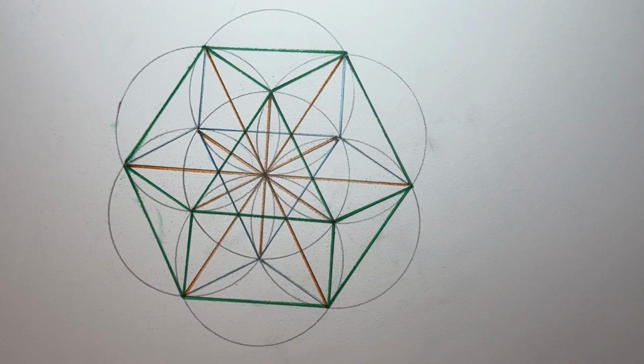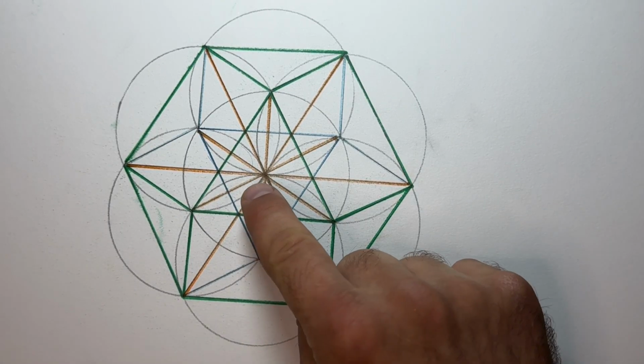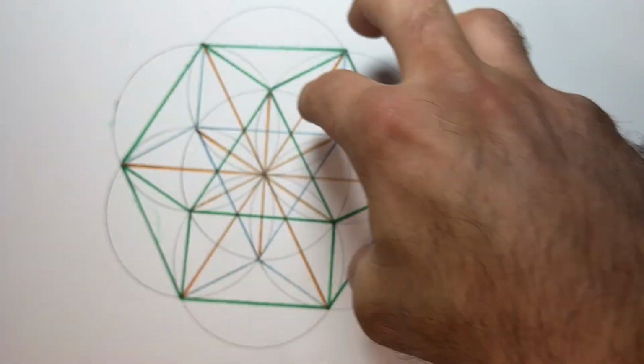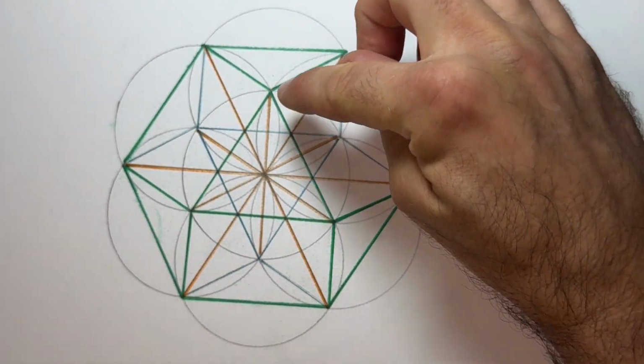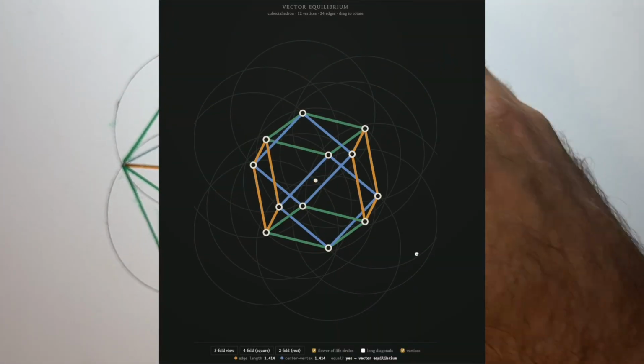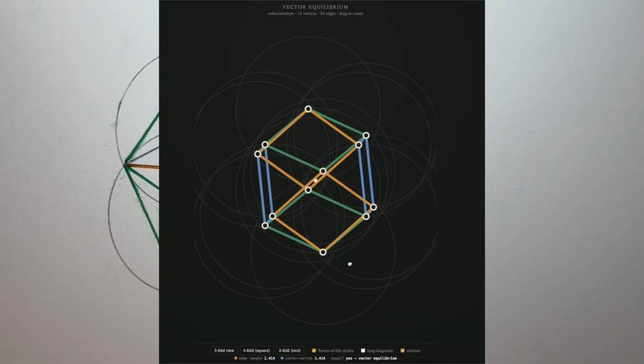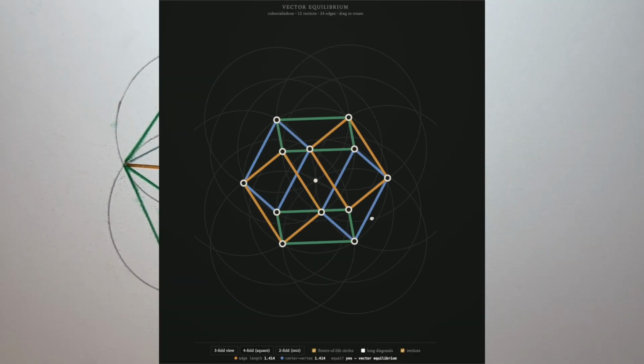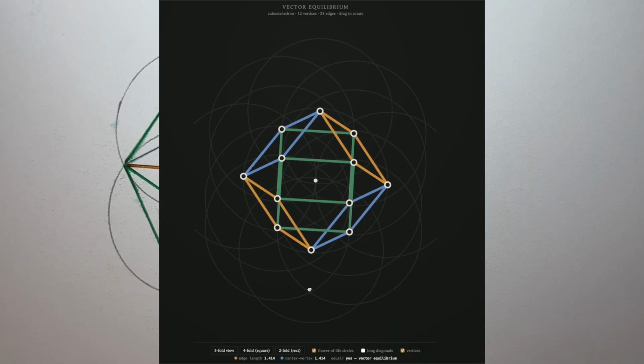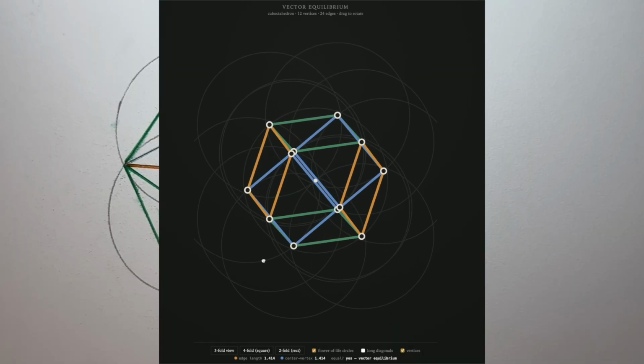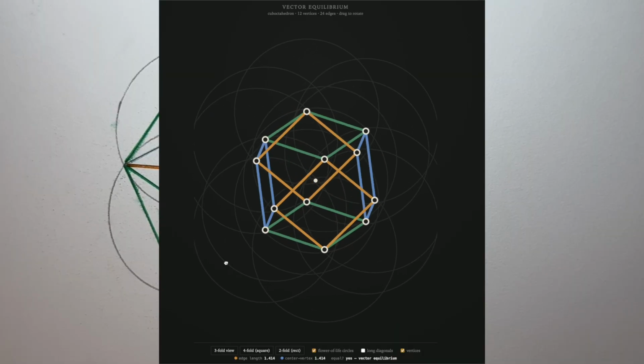So this is called the vector equilibrium, or the cuboctahedron, and the distance from the center point to any of the vertices, but you have to think of it in 3D. This vertex to the center, this vertex to the center, they're all equidistant. So there's going to be 12 vertices in 3D. It's the only convex polyhedron where that's true.